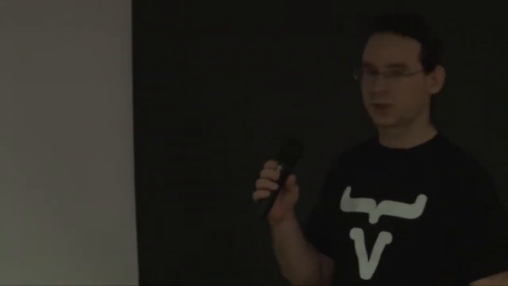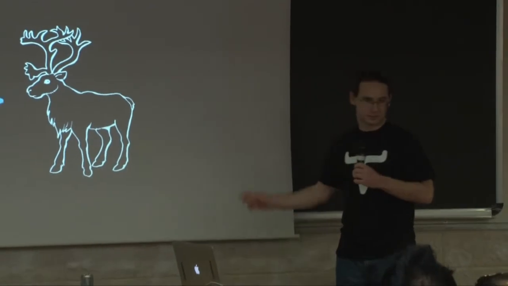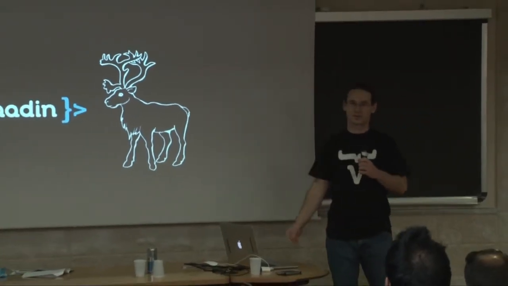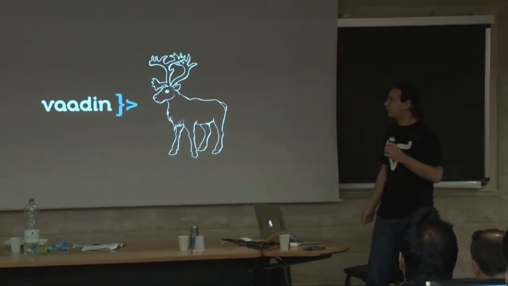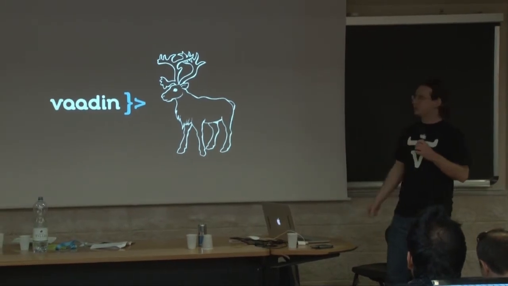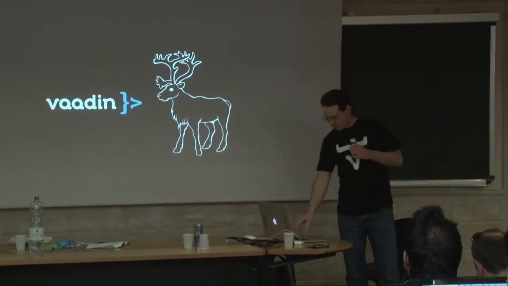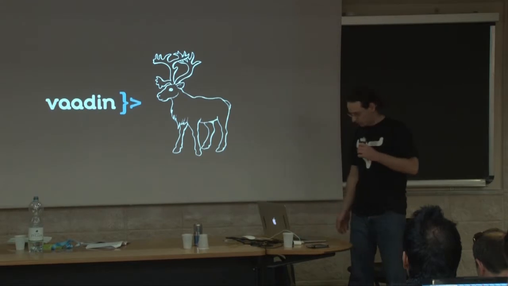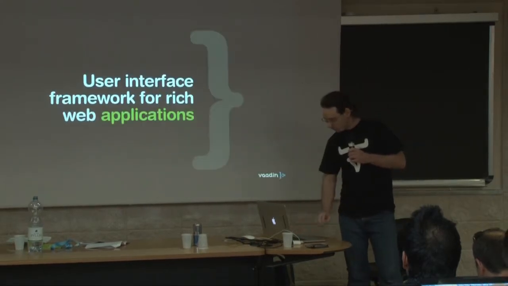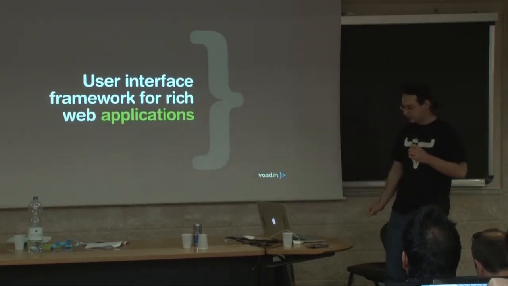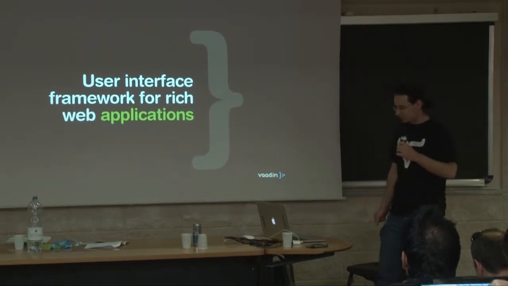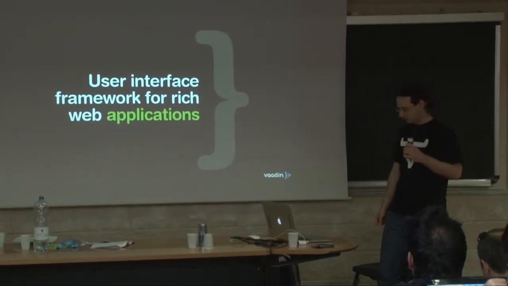For those of you who don't know, what is Vaadin? And maybe for some of you it will be a surprise. Vaadin is a female reindeer. Those creatures exist in Finland and Lapland, and the word Vaadin means a female reindeer. However, that's not what we're going to talk about. We're going to talk about a user interface framework for rich web applications development.